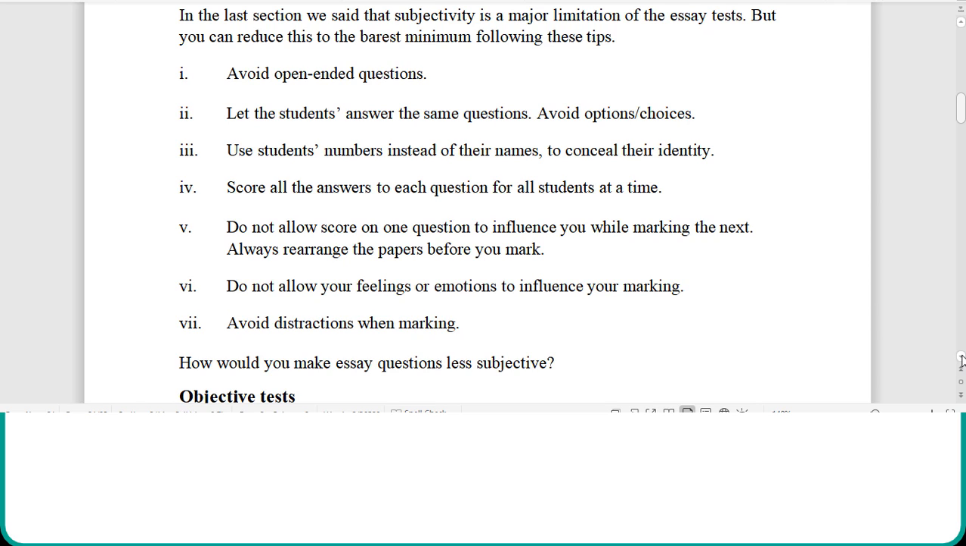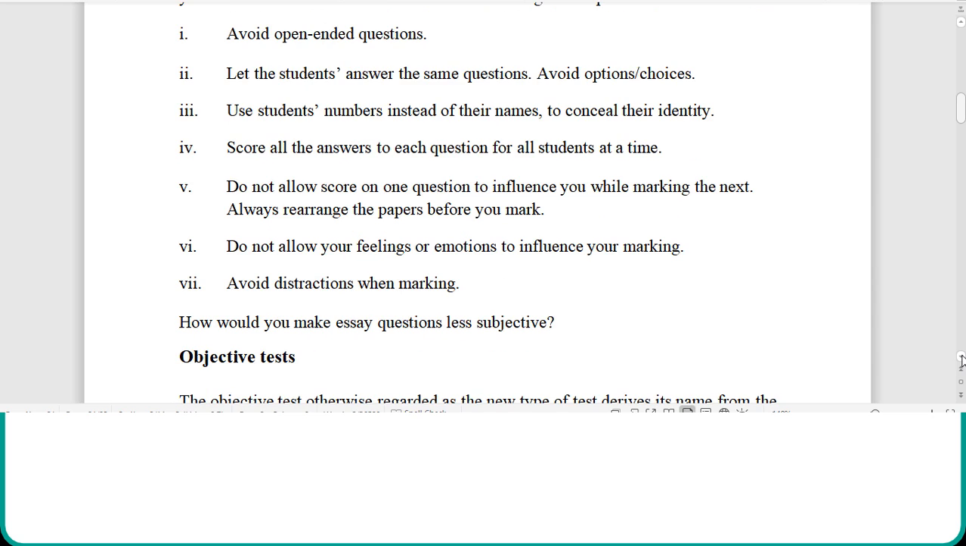Fourthly, after using the student's number, what you will do is score all the answers to each question for all students at a time. Like, the first question for all the papers will be checked at once, and then the second question for all the papers will be checked. Fifthly, do not allow the score on one question to influence you while marking the next. Always rearrange the papers before you mark. Next, do not allow your feelings or emotions to influence your marking, and avoid distractions while marking.